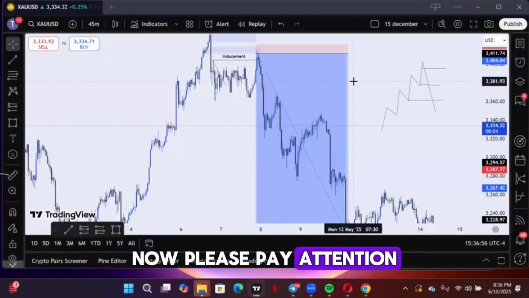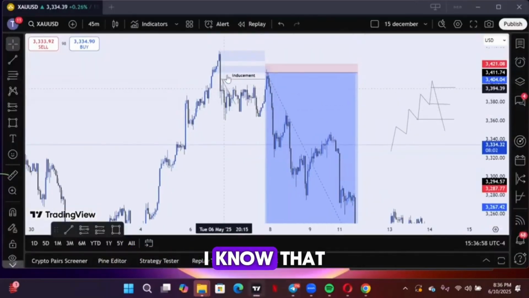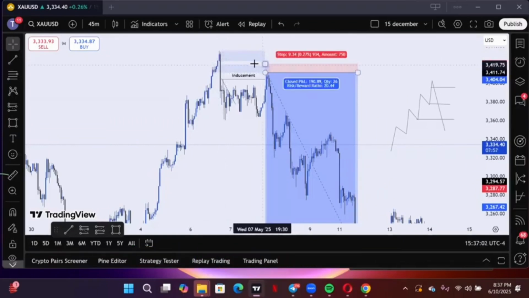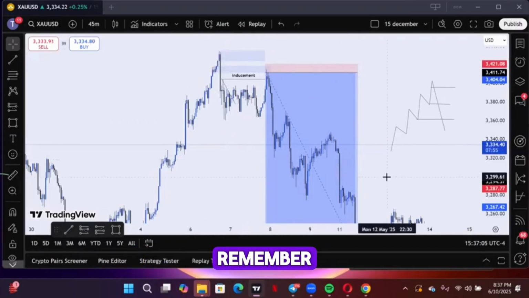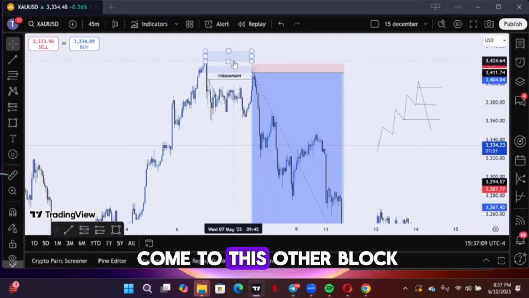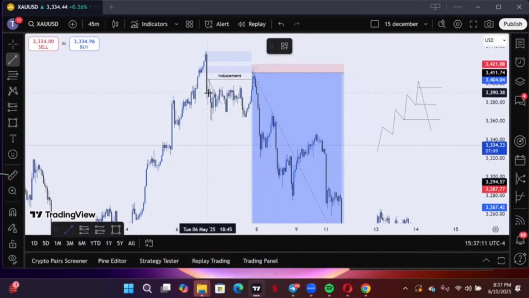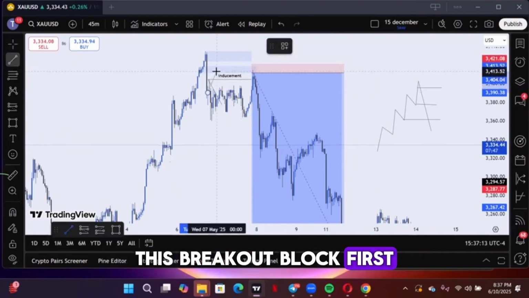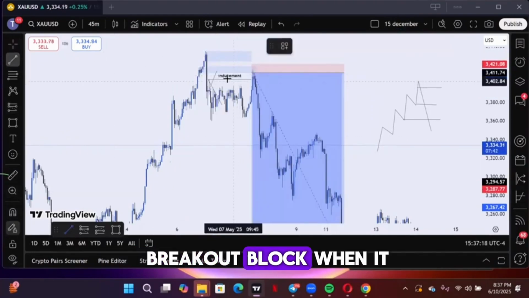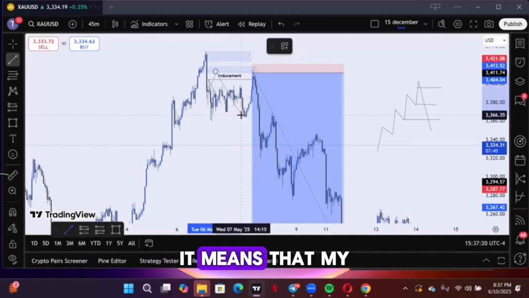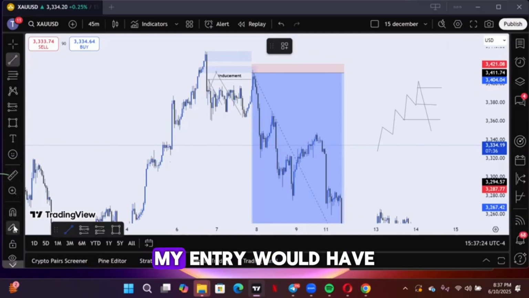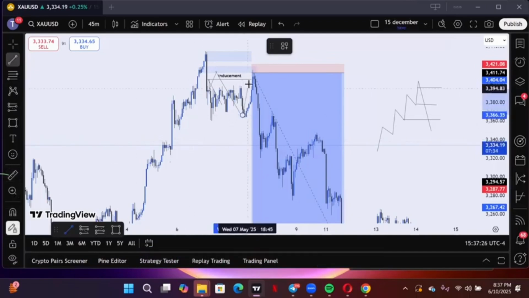Now, pay attention. Since I have those rules correctly, I know that market is not supposed to go and mitigate this other block. So that was why my stop loss did not try to cover this other block, because remember, like I said, there are rules in picking a point of interest. If initially market was supposed to come to this other block, it means that this inducement was supposed to have mitigated this breaker block first and went down. You understand? So if market mitigated this breaker block when it was creating inducement and then went down, it means that my entry would have been from this other block up here. Do you understand? My entry would have been from this other block up here.